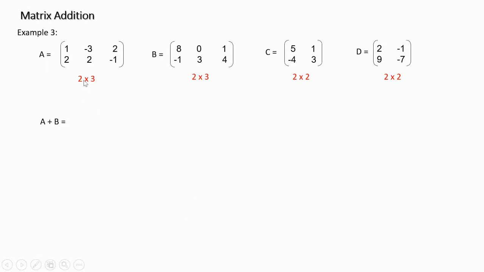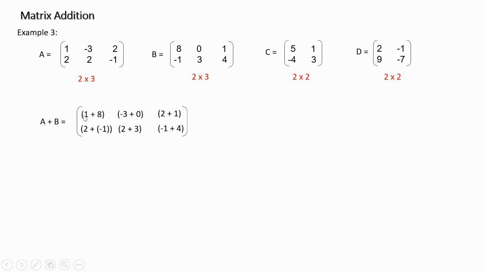Now, what's A plus B? Can we add them? Are they the same size? Yes. So we can do the operation then. We're going to do 1 plus 8 in row 1, column 1, and then negative 3 plus 0 in row 1, column 2, and then 2 plus 1 in row 1, column 3, and so forth. Same thing, 2 plus negative 1, 2 plus 3, and negative 1 plus 4.